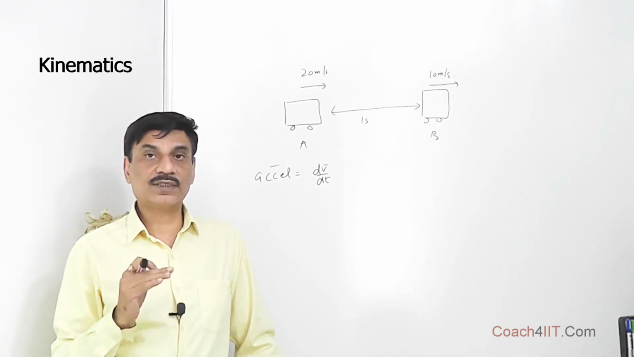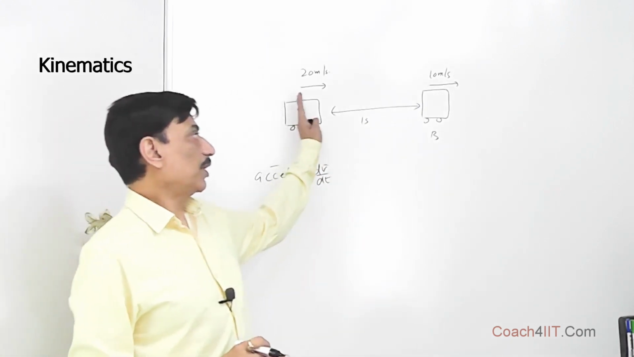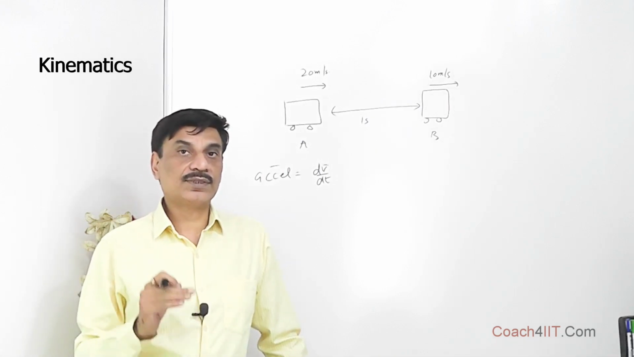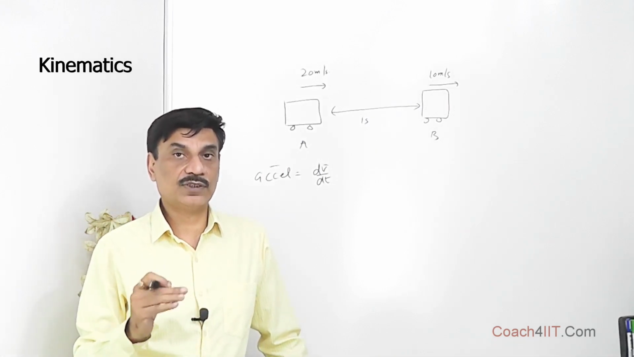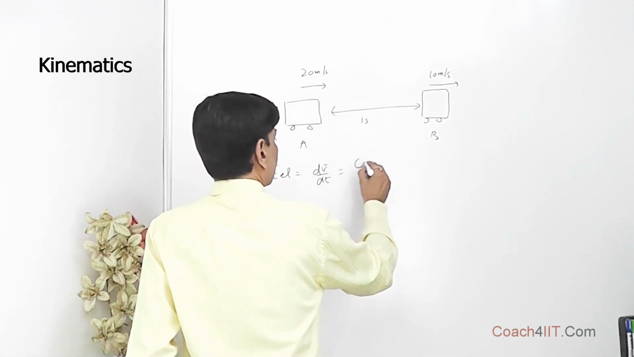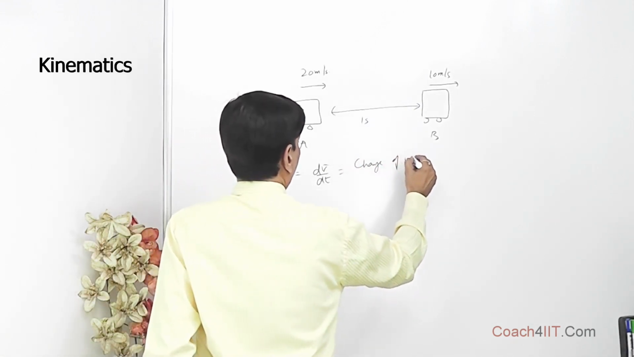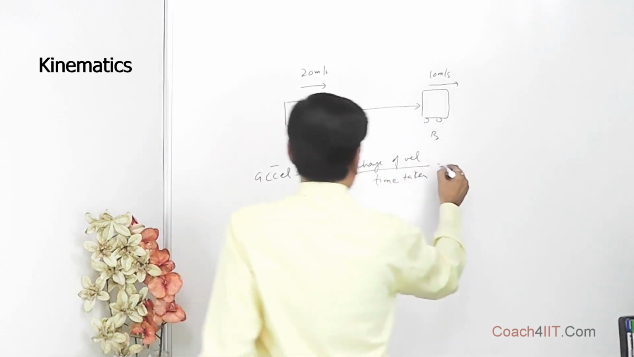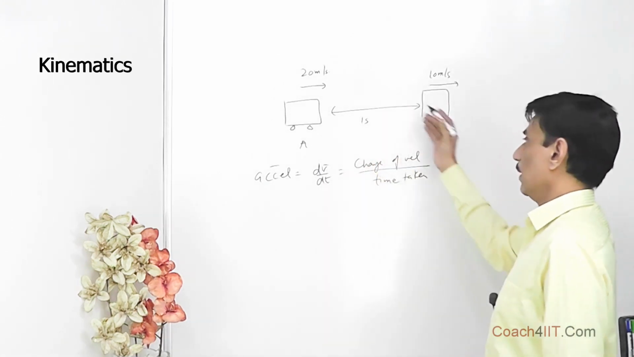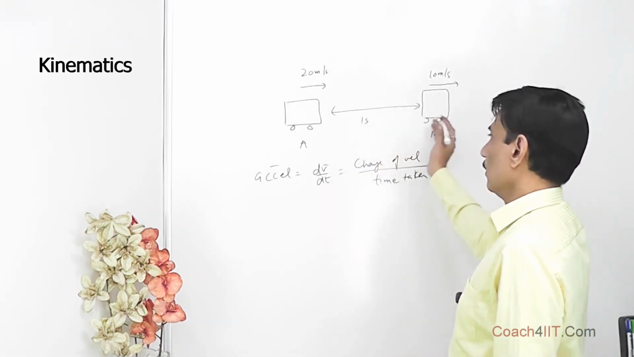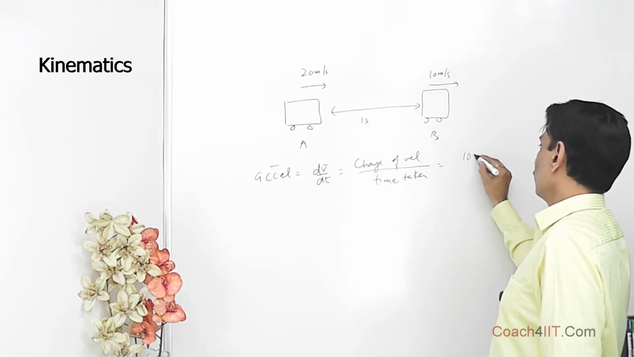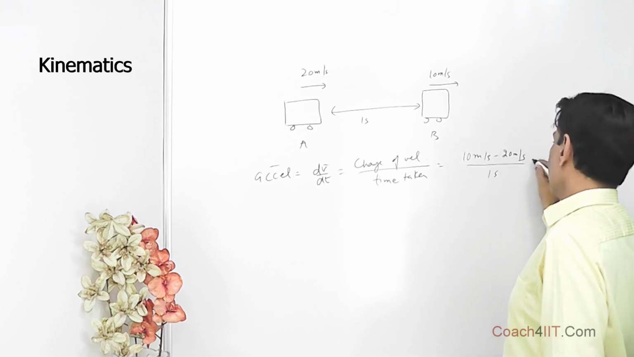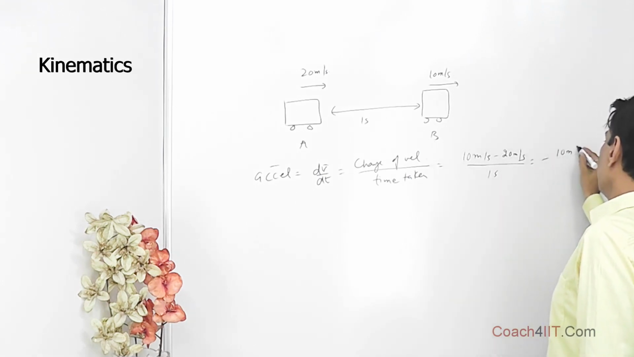Right now we are just talking about the instantaneous acceleration. We are saying that from here to here, the velocity is uniformly reducing, so the acceleration is constant. Acceleration is the rate of change of velocity, so it is the change of velocity by time taken. What is the change of velocity? Change of velocity is final velocity minus initial velocity. Always we take it as final minus initial. So it is going to be 10 meter per second minus 20 meter per second upon 1 second. So this comes out to be minus 10 meter per second square.